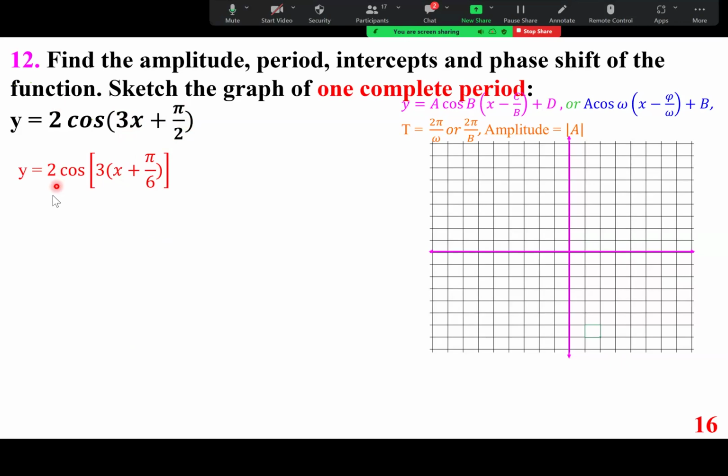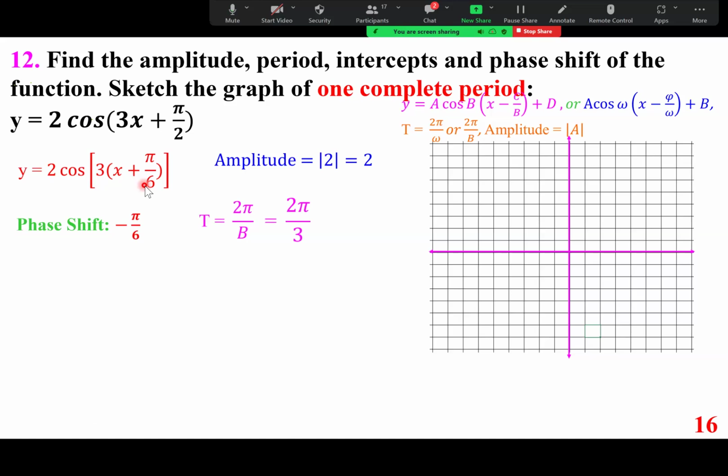The amplitude doesn't change, it's 2. Absolute value of 2 is 2. T is 2 pi over 3, because it's 2 pi over b or 2 pi over omega. And the phase shift, now this is minus pi over 6, because it's going to shift to the left by pi over 6.